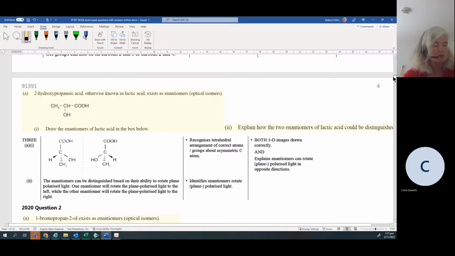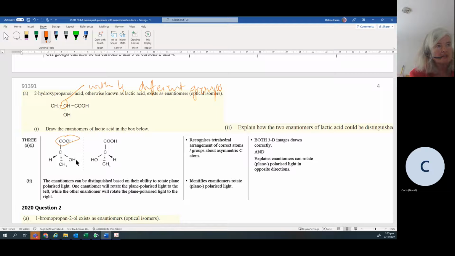Let's go to an enantiomer one. So you will need to say why this is an enantiomer, okay, and draw them. So why is it an enantiomer? It must have what we call a chiral carbon, which is a carbon atom with 4 different groups on it. Okay, not different functional groups, just different groups. So COOH is different to OH, which is different to methyl, which is different to hydrogen. So it's got 4 different groups on it.